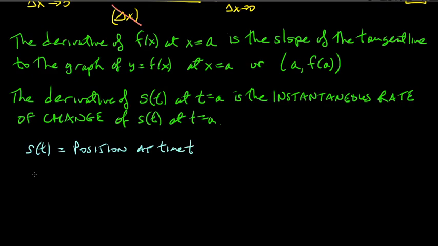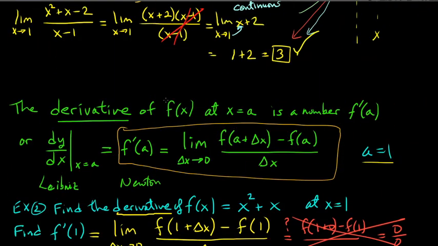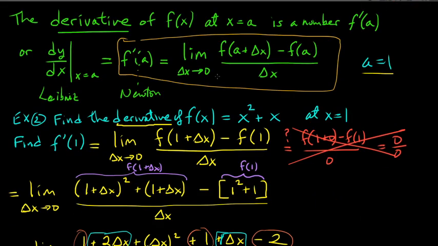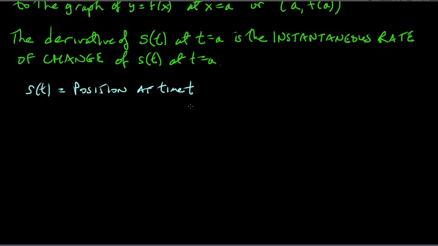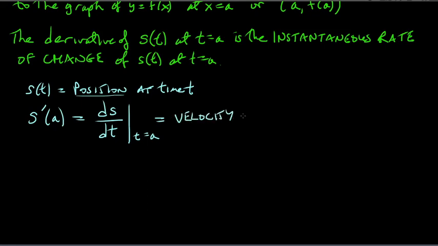then the derivative, which, remember, there's two ways of writing this. Here it is, f prime of a or dy by dx. So in this case, this is going to be s prime of t, I'll call it s prime of a, or the derivative of s, ds divided by dt, evaluated at t equals a. So if this is the position, the rate of change of position is the velocity at time t equals a. Okay? So the derivative of position is velocity. I'll just write that down. The derivative of position is velocity.